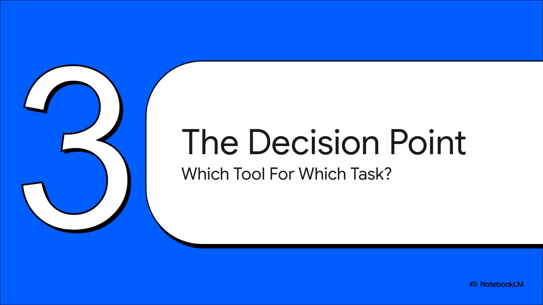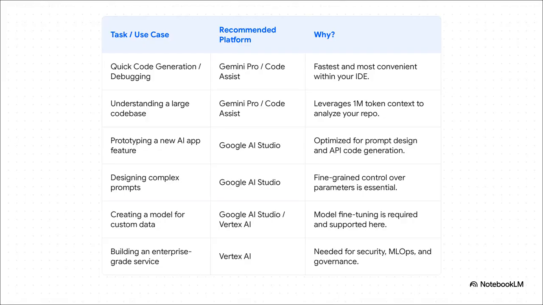Okay, so we've seen the assistant, we have seen the workbench. Let's pull it all back together now and get to the really practical part. How do you choose which one to use for a specific task? Let's make this super concrete. If you just need to whip up a quick function or you're stuck on a bug right there in your IDE, easy. You're going to use your assistant, Gemini Pro. It's the path of least resistance.